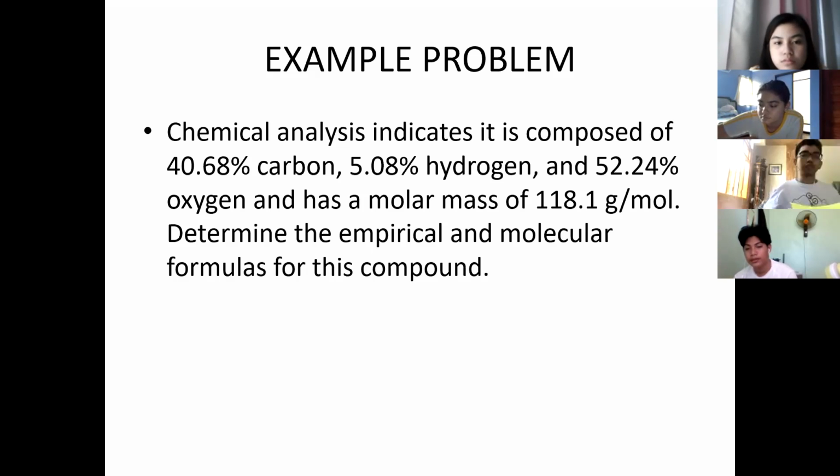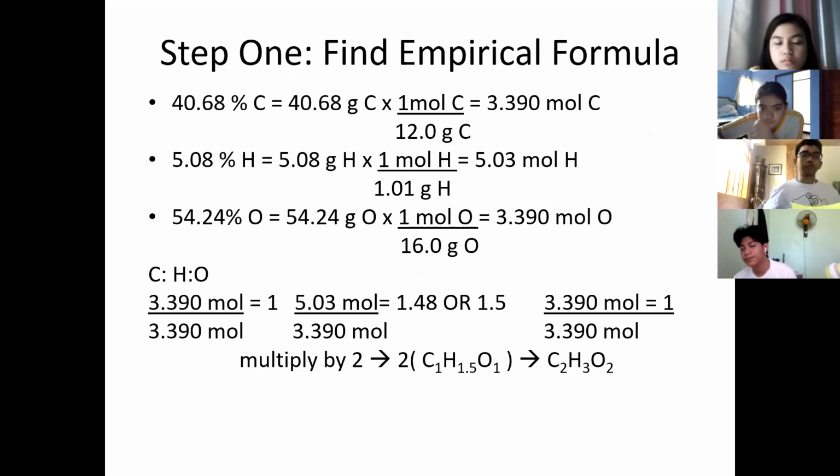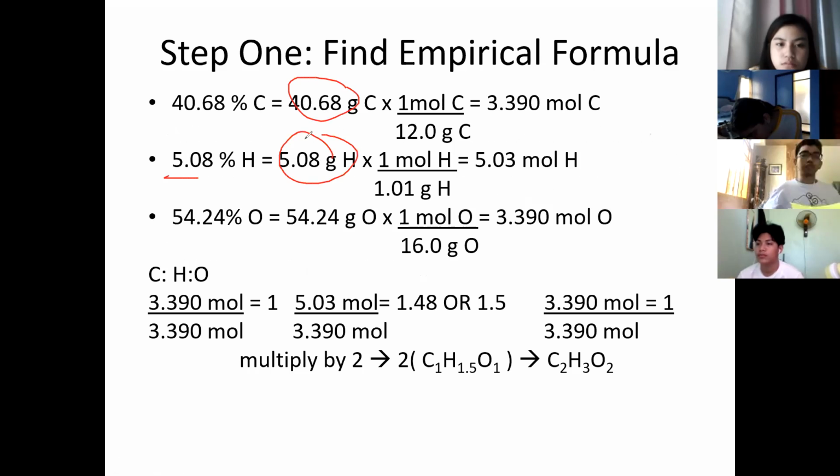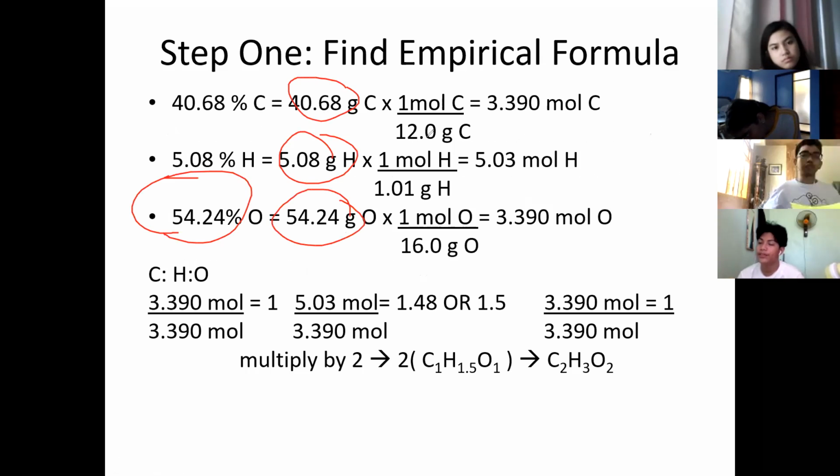First, let's determine the empirical formula. Step number 1, percent to mass. So from 40.68%, it will become 40.68 grams. Here, you notice, from 5.08%, it will become 5.08 grams. From 54.28%, it became 54.28 grams.